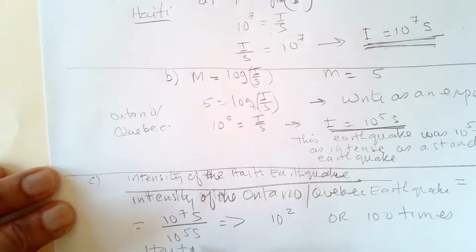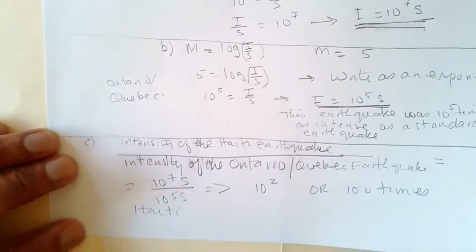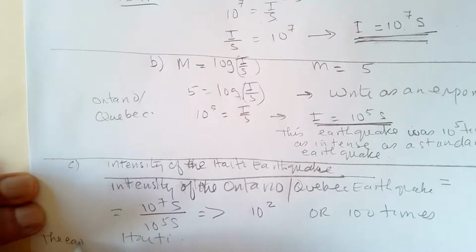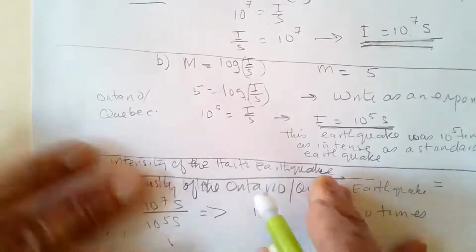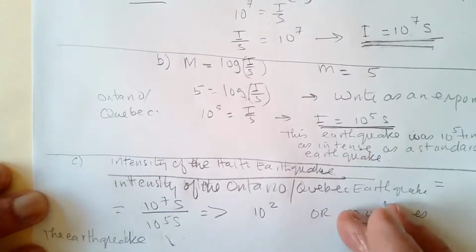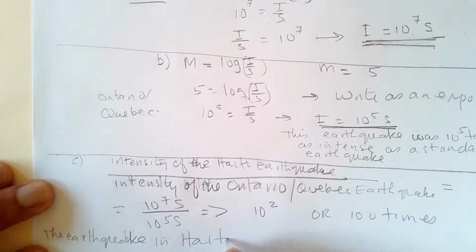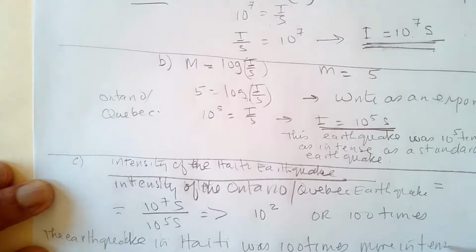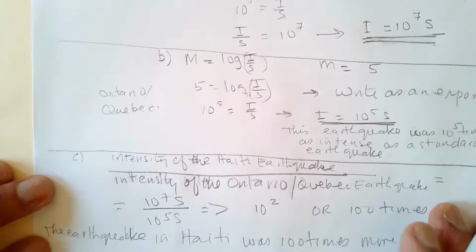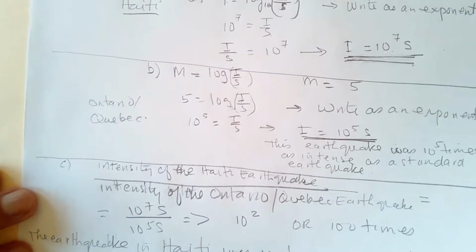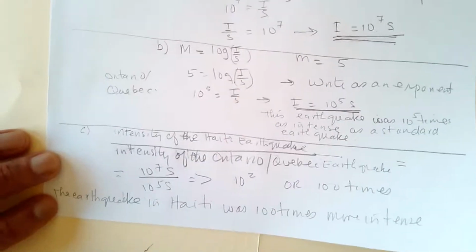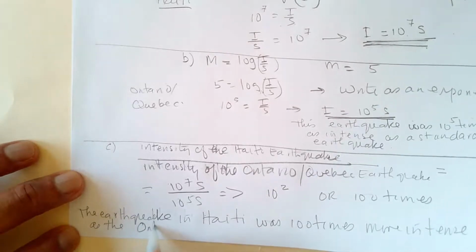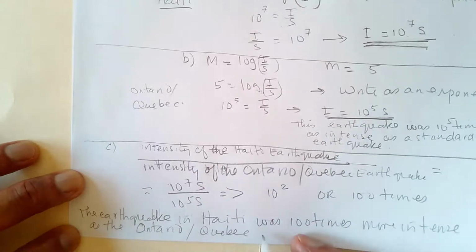So the earthquake in Haiti was 100 times more intense than the Ontario, Quebec earthquake.